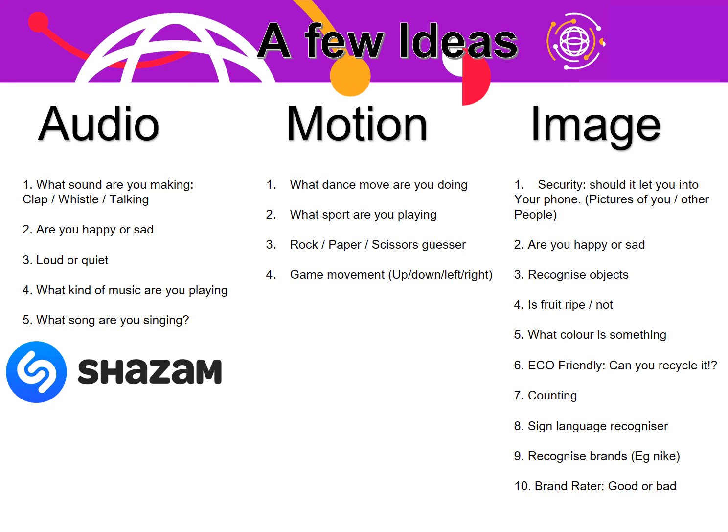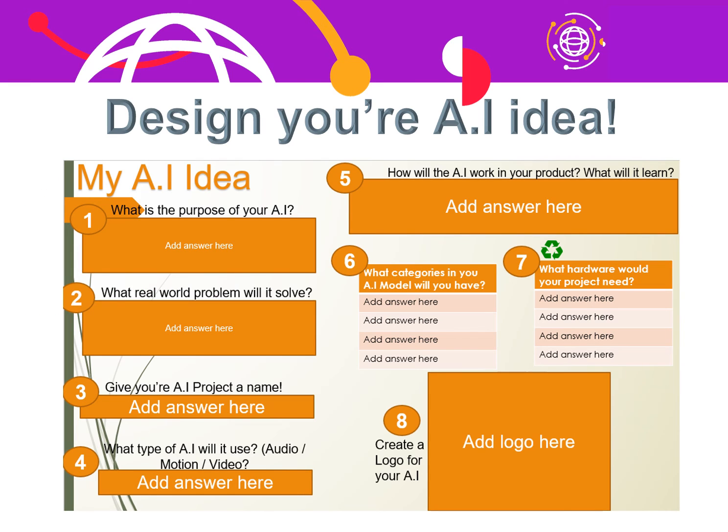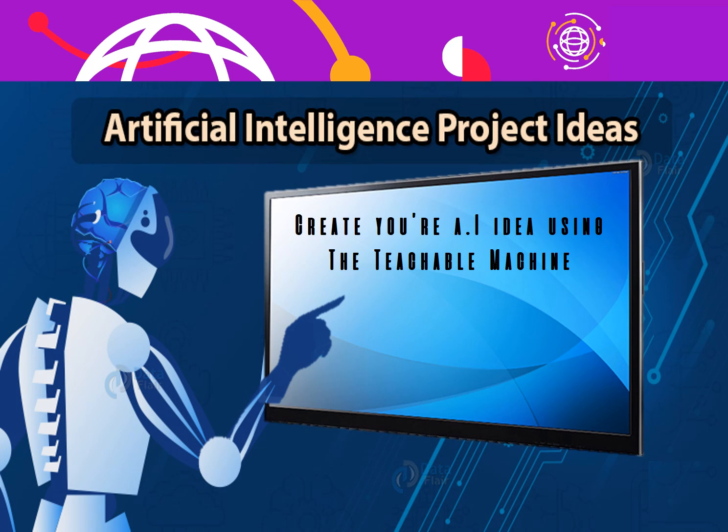On the motion one, what dance move are you doing, what sport are you playing, rock, paper or scissors guesser, and game movement, which is a similar one to that we've already done. Next, we're going to design our artificial intelligence. Please find this page in your workbooks and complete the questions. Now go and complete your project in the Teachable machine.